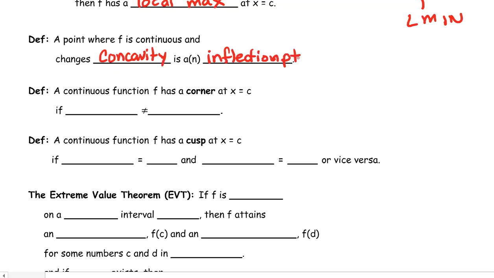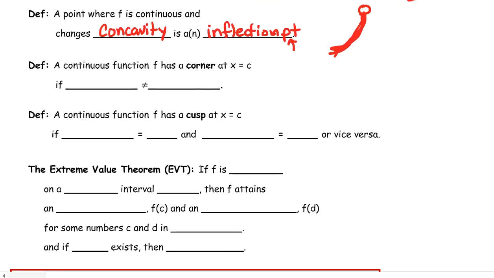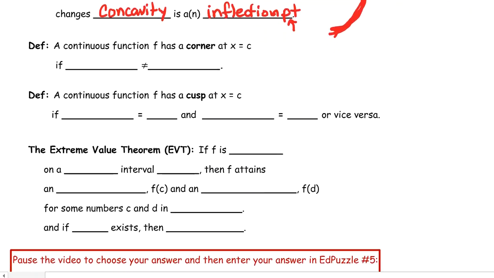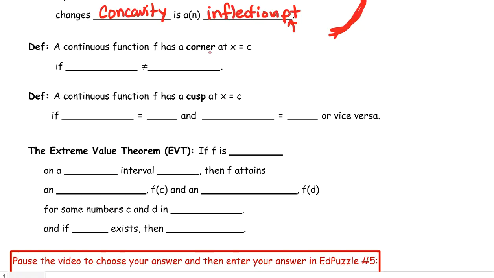So we don't call them inflection points. If you had a discontinuous graph like this that's concave up, and then there's a jump discontinuity, and then it's concave down, there's no inflection point. Clearly it wouldn't be called an inflection point if it was not joined together at that point.